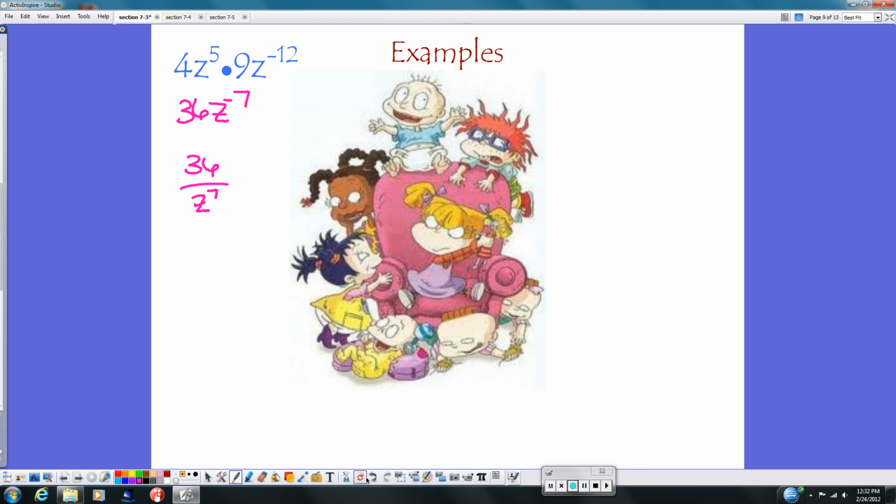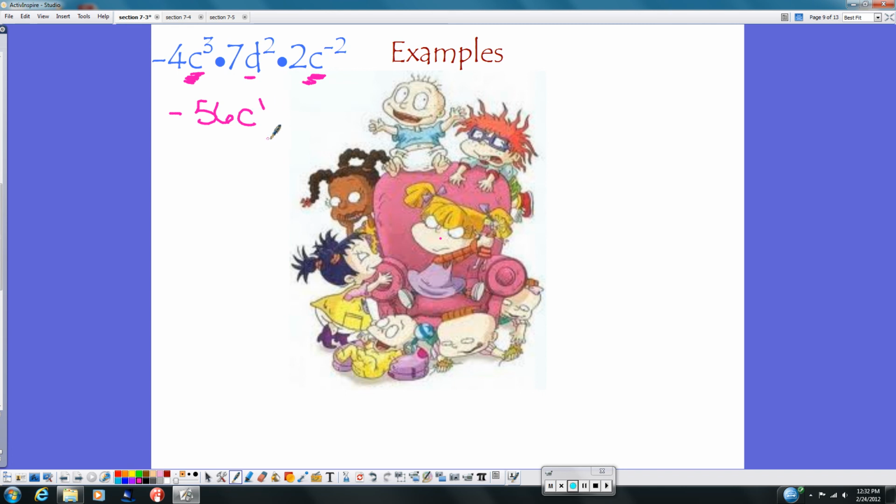Let's try another one. Let's try Angelica. So here we have 3 numbers, so we're going to take a negative 4 times a positive 7, which is going to give me negative 28, times 2, which is going to give me negative 56. C to the 3rd, D to the 2nd, and C to the negative 2. I can only multiply them if they have the same letter. So I'm going to be able to multiply the C to the 3rd and the C to the negative 2, keeping my base and adding my exponents. The d to the 2nd doesn't have anything to get combined with, so it's just going to stay. So negative 56, c to the 1st, d to the 2nd.